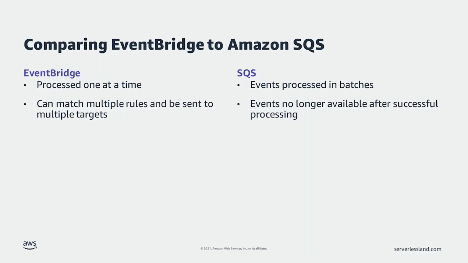If you have already watched the Serverless 101 series installment for Amazon SQS, you might be asking, how does this differ from SQS? Actually, quite a bit. SQS is designed to ingest many events as well. However, they are generally processed in a batch and are removed from the queue after the event is successfully processed. EventBridge events, on the other hand, are handled one at a time and can match multiple rules and be delivered to multiple targets in their lifetime on the bus.